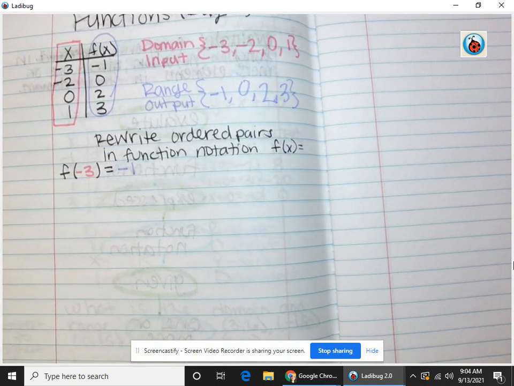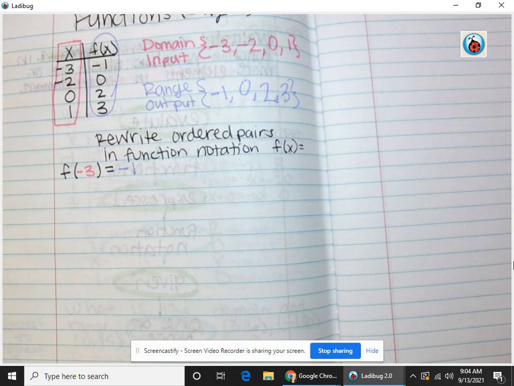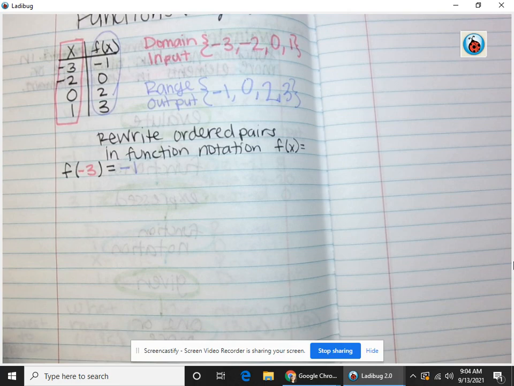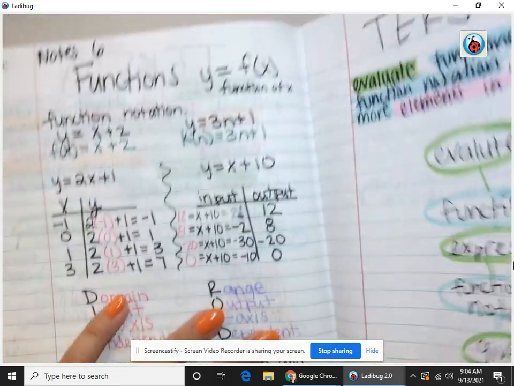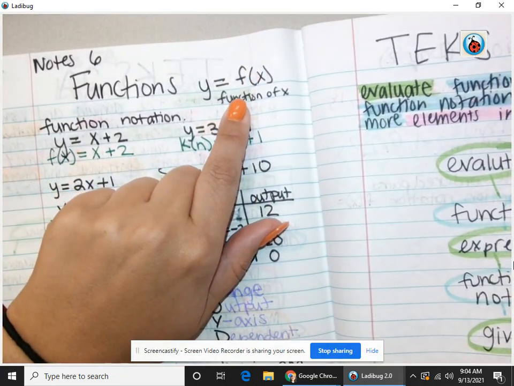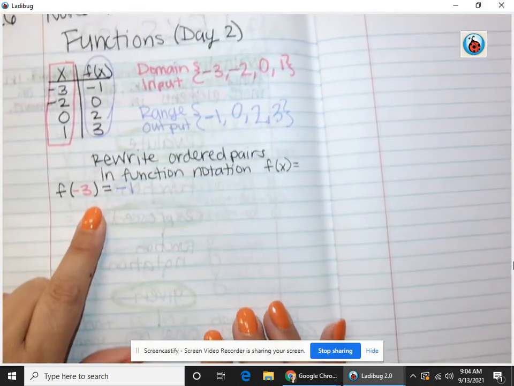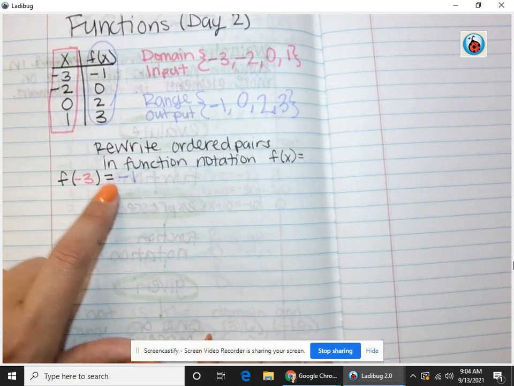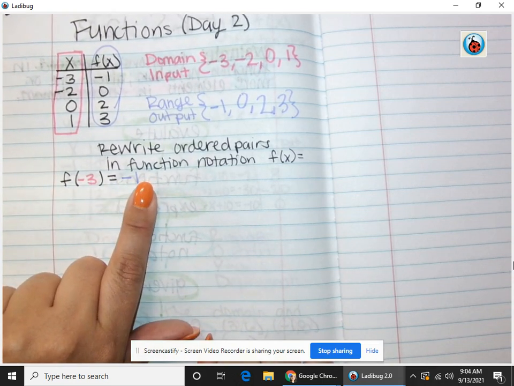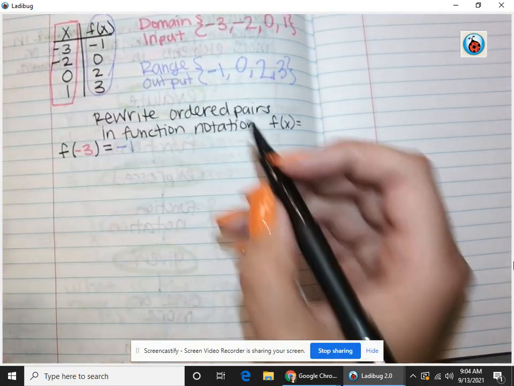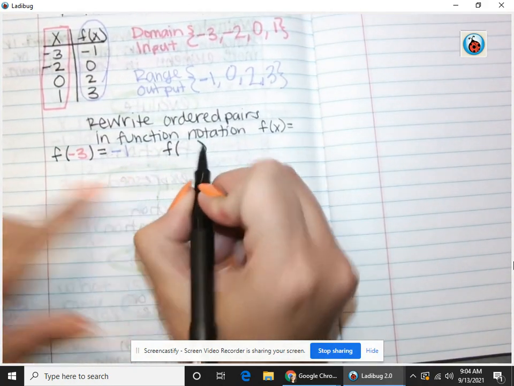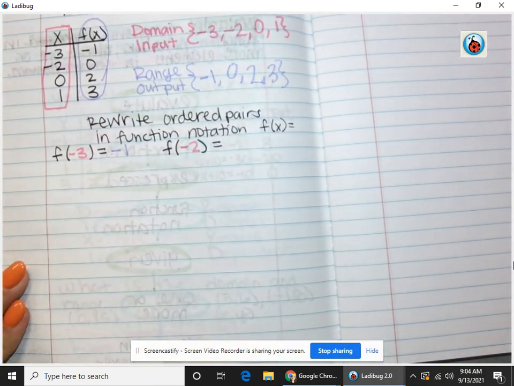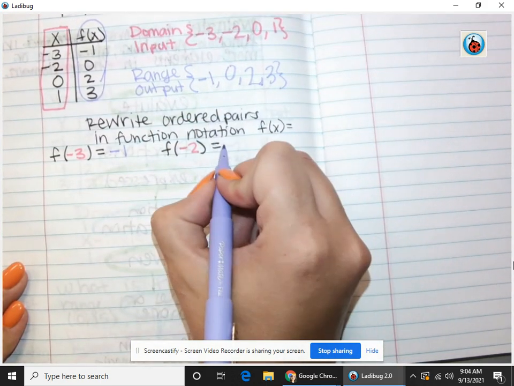Rewriting the ordered pair into function notation, this is it. You're just putting your x's where the x is, and because remember function notation, f of x and y equal the same thing. So when I say f of x equals, this is saying when x is -3, what is y? If I look at my next one, f of -2, it's going to equal what? 0.